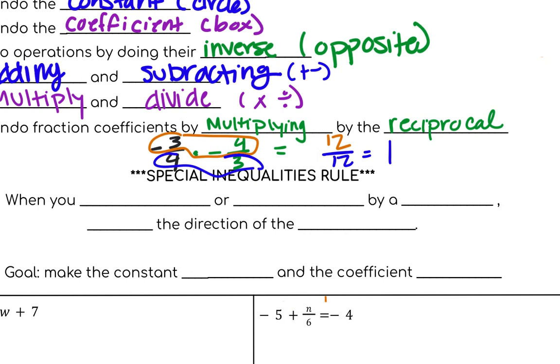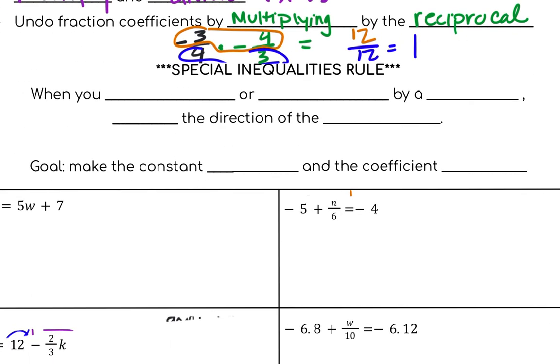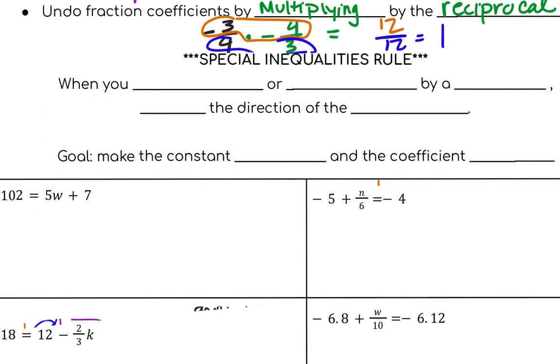And so today we're just going to focus on equations. We will come back to inequalities. So we will come back to that special rule. But then the last thing we need to fill in is that our goal, so put a box around this, highlight it, put a star. Okay, our goal is always to make the constant 0 and the coefficient a +1.